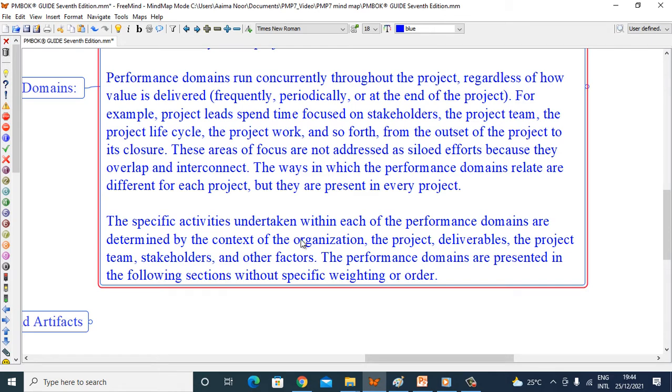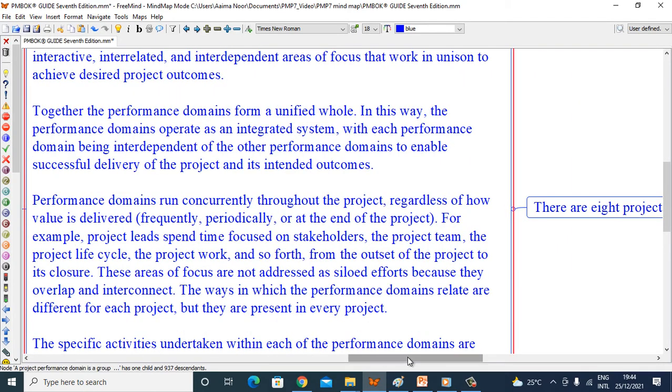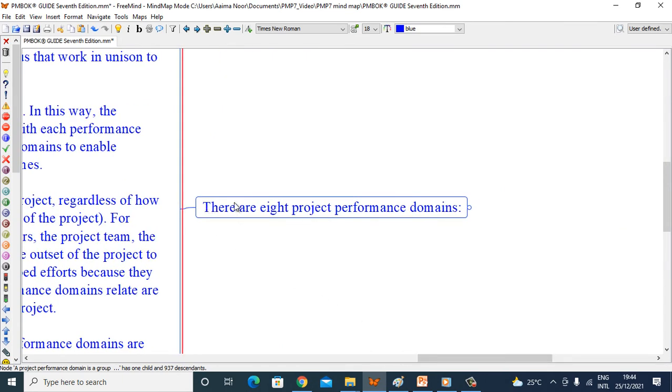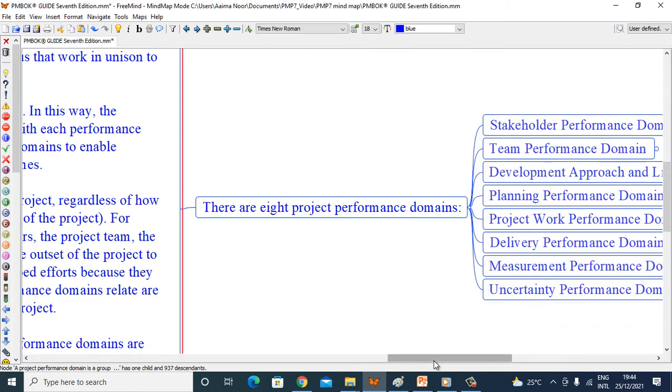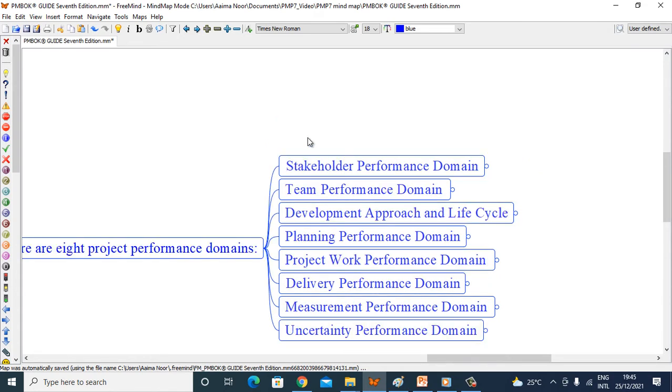The specific activities undertaken within each of the performance domains are determined by the context of the organization, the project deliverables, the project team, stakeholders, and other factors. The performance domains are presented in the following section without specific weighting or order. There are 8 project performance domains: stakeholder performance domain, team performance domain, development approach and life cycle, planning performance domain, project work performance domain, delivery performance domain, measurement performance domain, and uncertainty performance domain. So in this presentation we are going to explore the stakeholder performance domain.